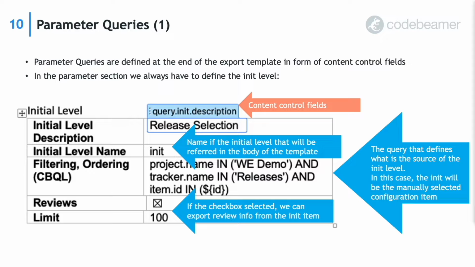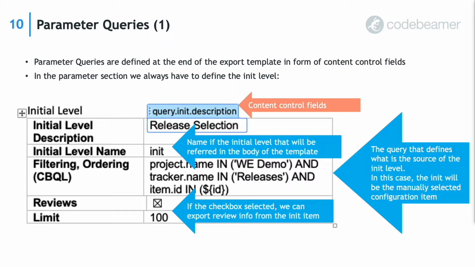Let's start with the parameter queries. As mentioned earlier, we use these to define the various content levels. The parameter section is usually placed at the end of the export template and is built in the form of content control fields. In the parameter section, we always have to define the init level. Let's review it by row.